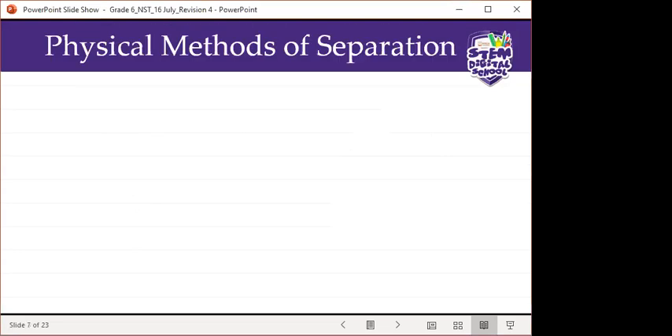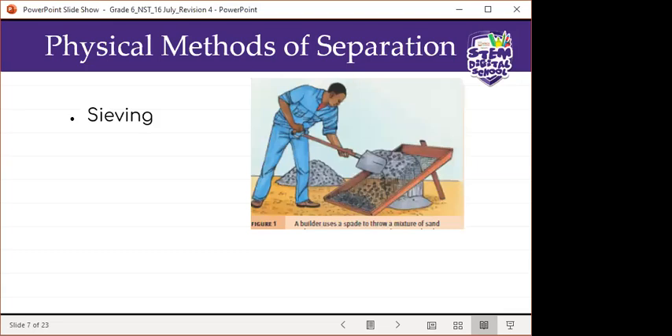Let us move on and look at the different physical methods of separation. Right, so Mahlori mentioned sieving, using a sieve, and the example that Mahlori gave us was sugar and rice, where the sugar would go down the sieve and the rice will remain. Okay, so that is how we would separate a mixture of sugar and rice. Here we also have an example where a builder uses a spade to throw a mixture of sand and rocks. The sand will go through the sieve and the rocks will remain on top.